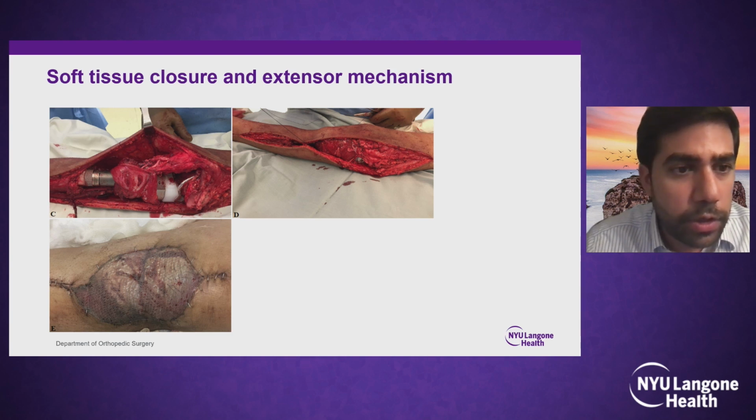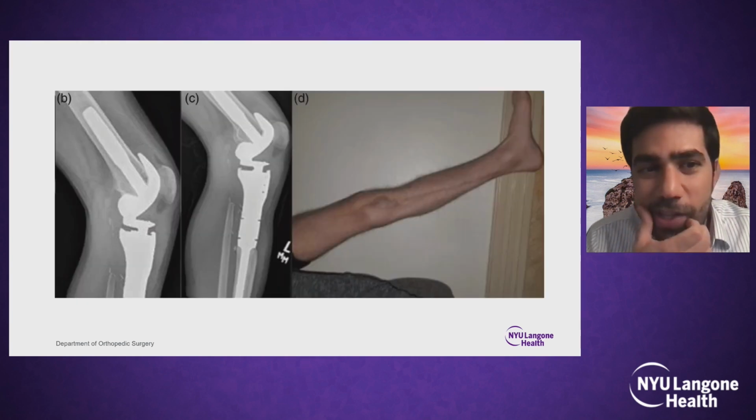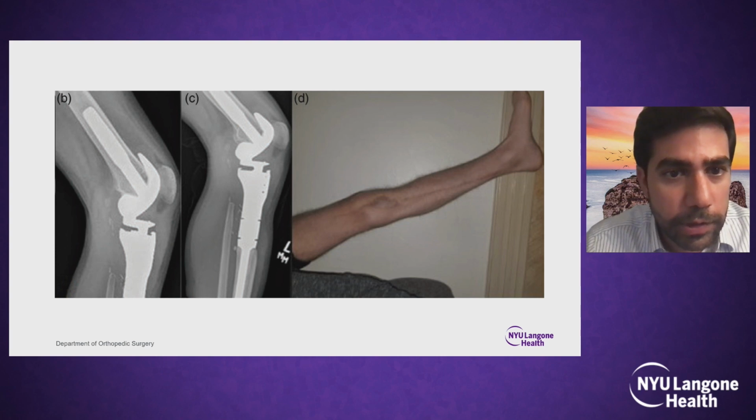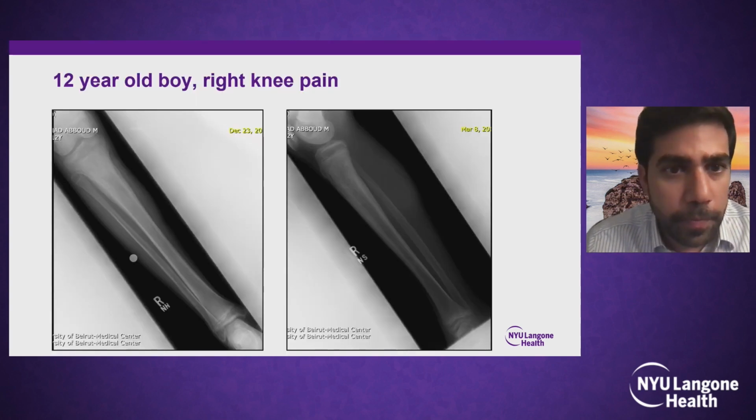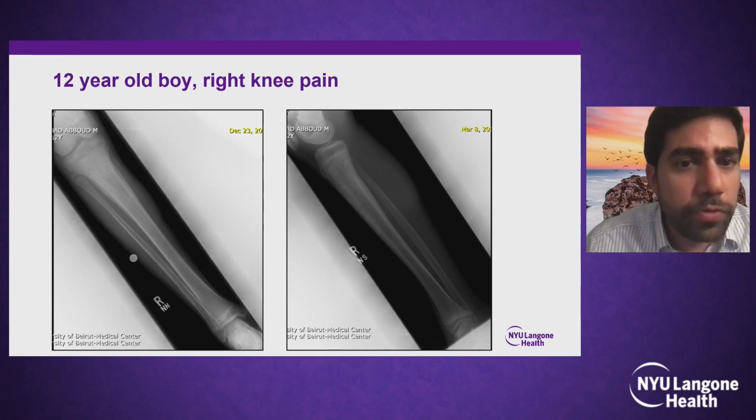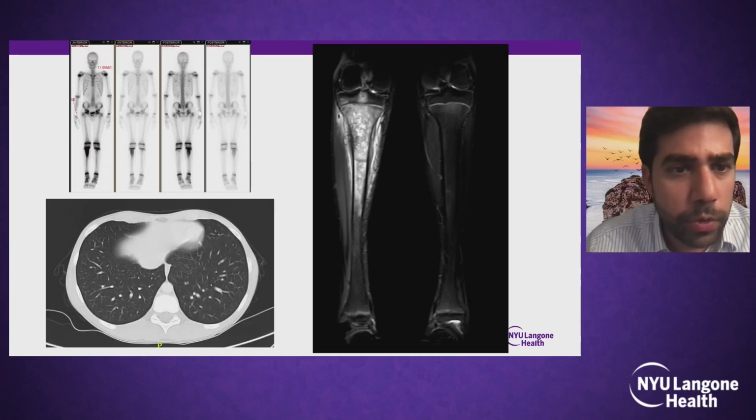But if you reconstruct the extensor mechanism pretty well, you might end up with a decent result, such as this. However, if you don't, that patella can go all the way up, and the patient will end up with a significant lag. So this is a 12-year-old, a bit younger, also with an osteosarcoma.